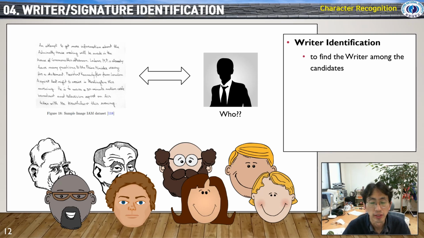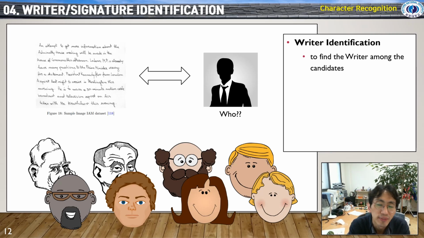Writer identification is similar to verification, but somehow different. Writer identification is to find the writer among the candidates. Verification was to check if the writer is the person or not, so we already have a guess who the writer is. In the case of signature verification, there is a person who may argue that he is someone, person A, let me say Mr. Brown. Verification is to verify if the handwriting was written by Mr. Brown.